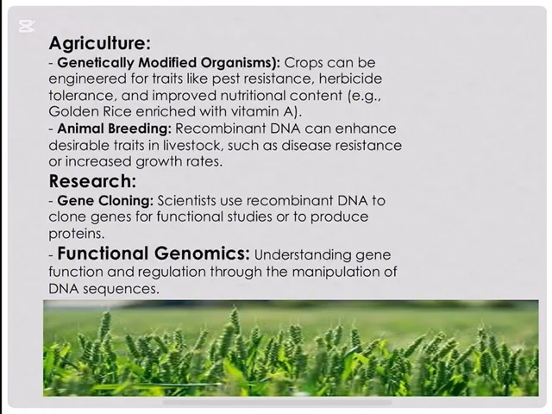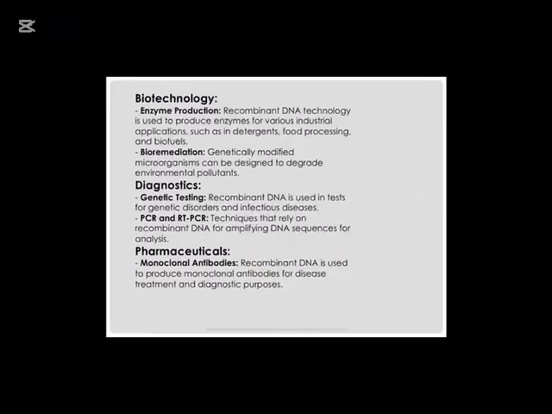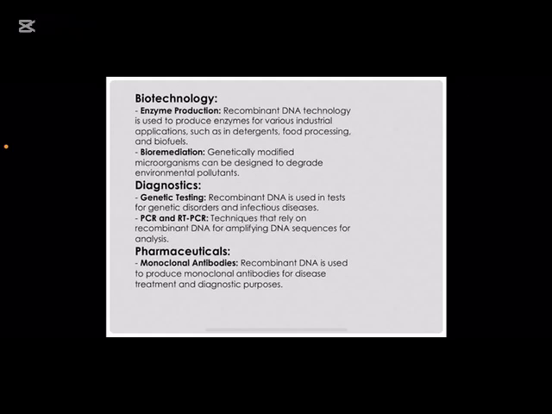Gene cloning. Scientists use recombinant DNA to clone genes for functional studies or to produce protein. And what is functional genomics? It is an understanding of gene function and regulation through the manipulation of the genes. And now we have biotechnology, enzyme production. Recombinant DNA technology is used to produce enzymes for various industrial applications, such as in detergents, food processing, and biofuels.